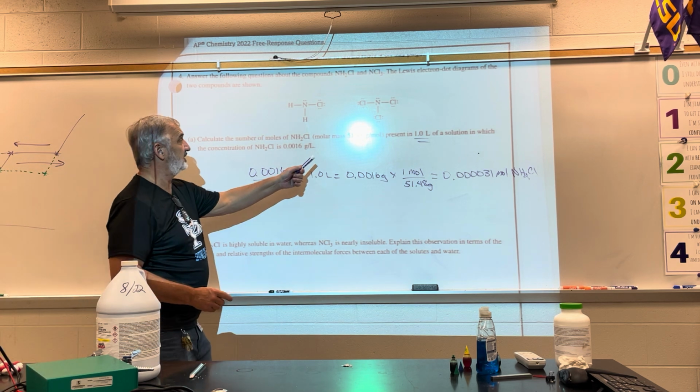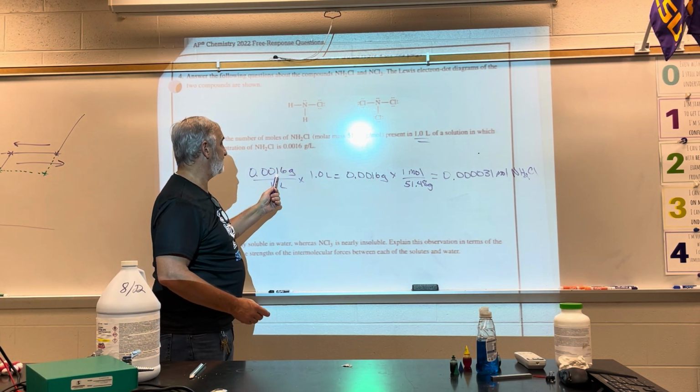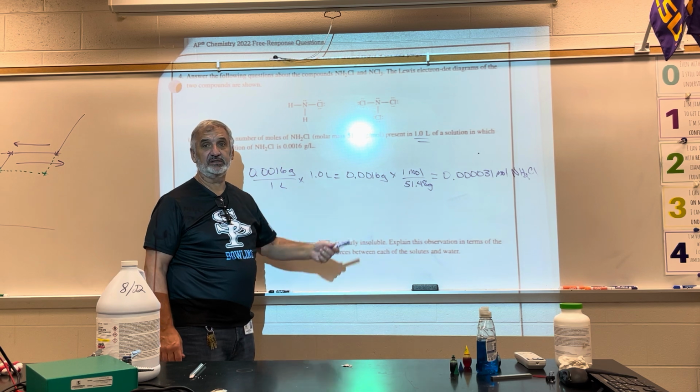Okay, it's just 1 liter, so it's this many grams per liter, so you know that you have that many grams, just divided by the molar mass.